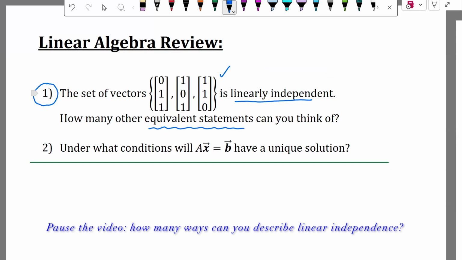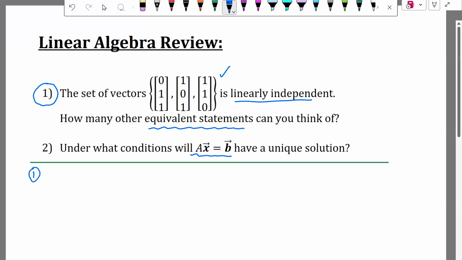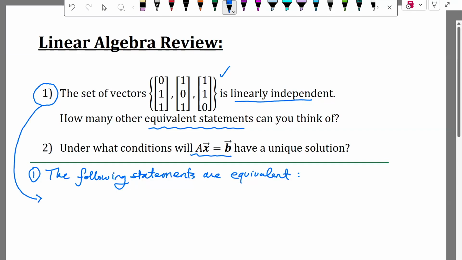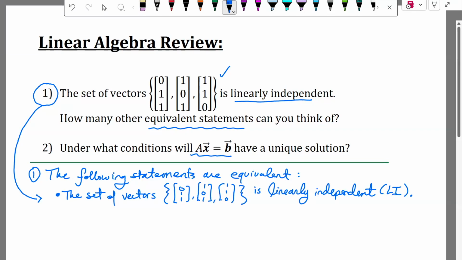And then we will come back to when AX equals B has a unique solution. Okay, how many equivalents did you come up with? Let's see if you came up with some of the same things that I did. The following statements are equivalent. The first, just repeated here, is that the set of vectors is linearly independent. We'll use LI as shorthand for linearly independent, so I don't have to write it out fully each time.